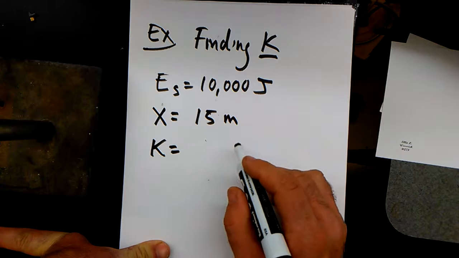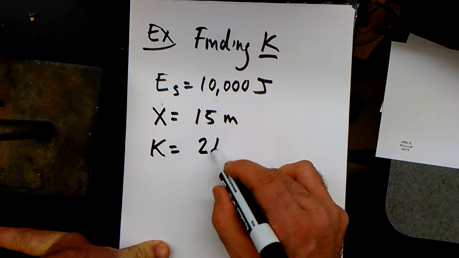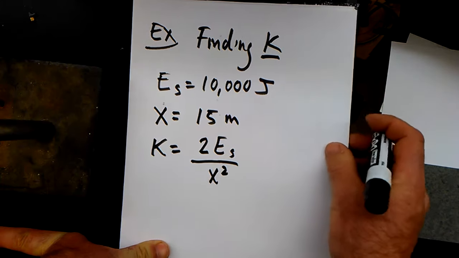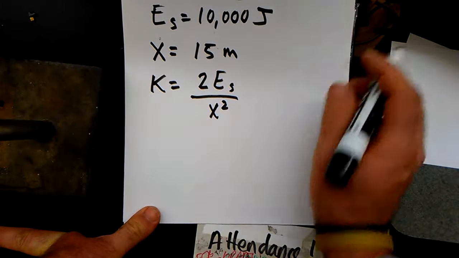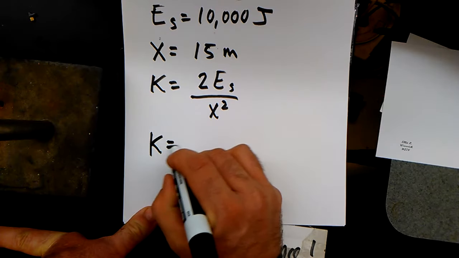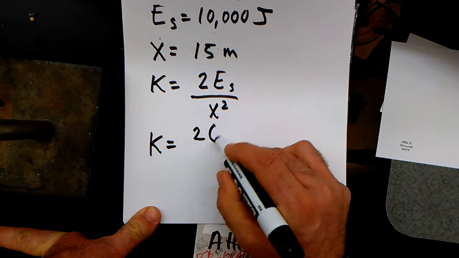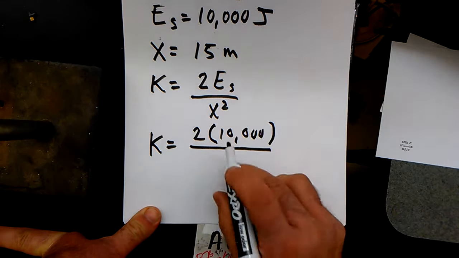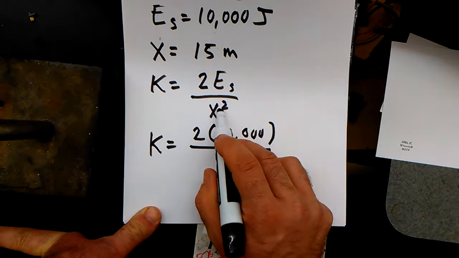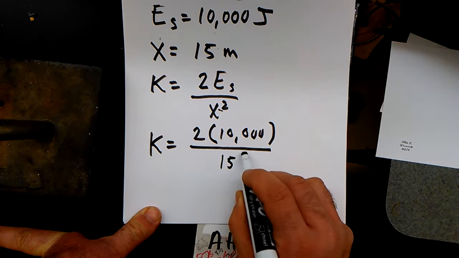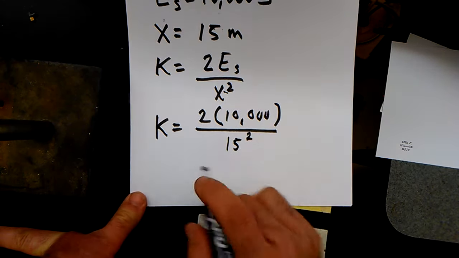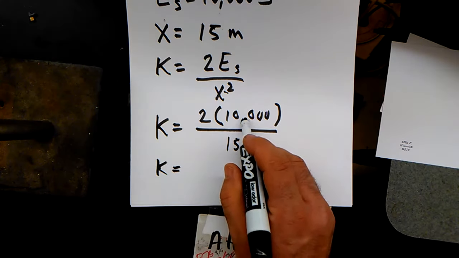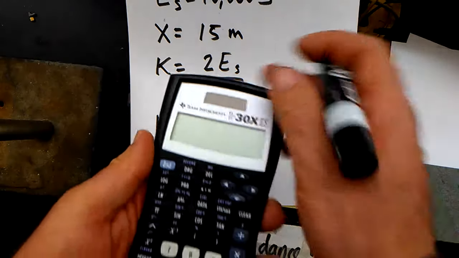Okay, so using our formula, we can easily do 2 times the energy of a spring over x squared. Again, I'm going quickly, but this should just be a simple algebra problem. K is 2 times 10,000. I'm going to leave the units off here. It makes it easier to do the math. X is 15. I'm going to square that. So I've got 20,000 on the top over 15 squared.